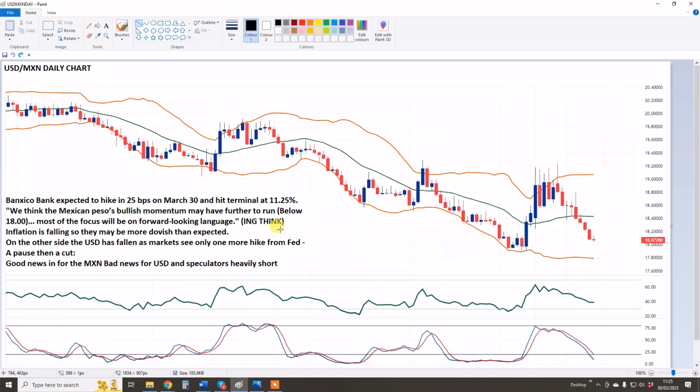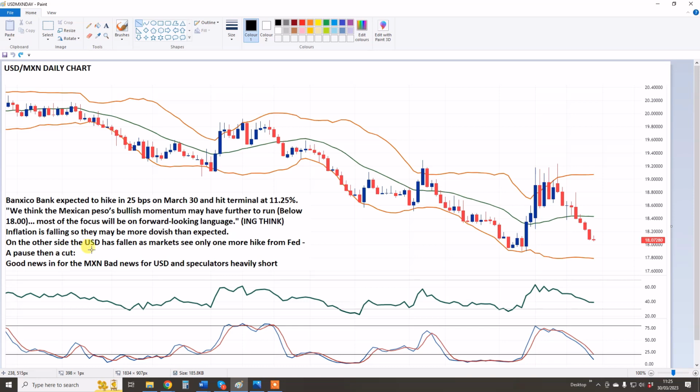The market is looking for the central bank to be relatively hawkish. However, inflation is falling, so they may be more dovish or cautious than expected. That will be enough, with a big speculative short position, to trigger a USD rally in our view. On the other side, the USD sold off hard. This is just generally as markets see only one more hike coming from the Fed, then the Fed are going to pause, then a cut.